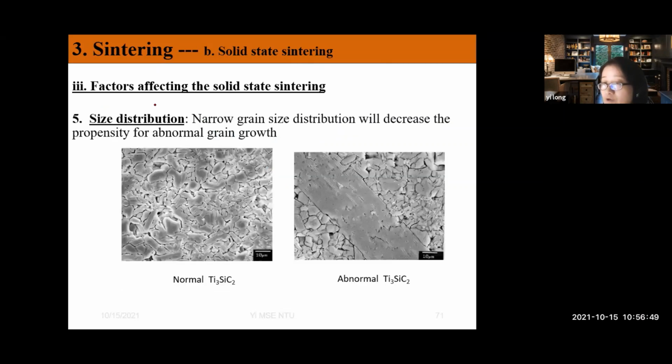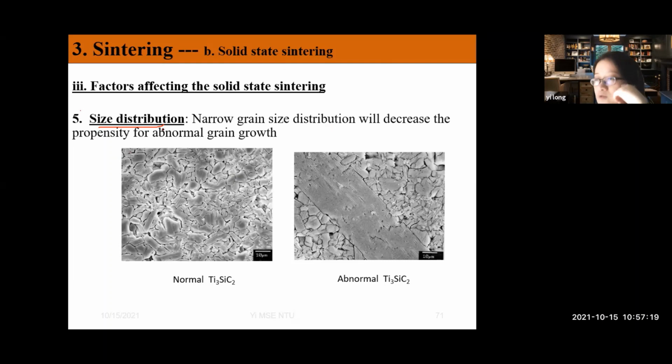Okay, and then the fifth one, the size distribution. Size distribution, again, this is a little bit like number 3, which means it's better you have something uniform first. It's very easy to understand, right? If you want more dense, more uniform structures, you start with more dense and more uniform structures, right? Your green structures need to be more uniform. Your powders need to start with more uniform, same size, instead of one particle being very big, one particle being very small. You know what I'm trying to say, right?